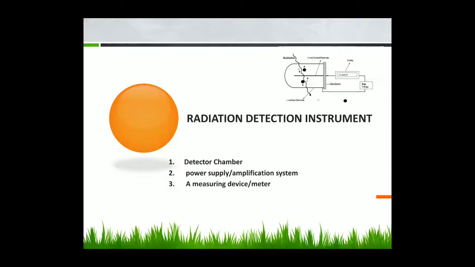A radiation detection instrument has three parts. One is a chamber that is called the detector chamber. The second is the power supply, from where we apply the voltage, and it is also called the amplification system. The third one is a measuring device or a meter on which we can take the reading. We can see the reading of the current flow through the chamber.